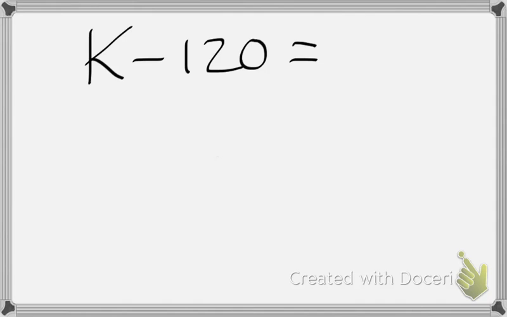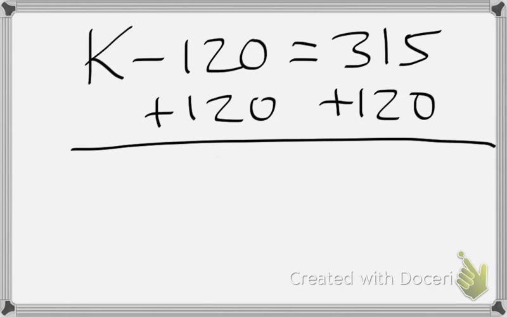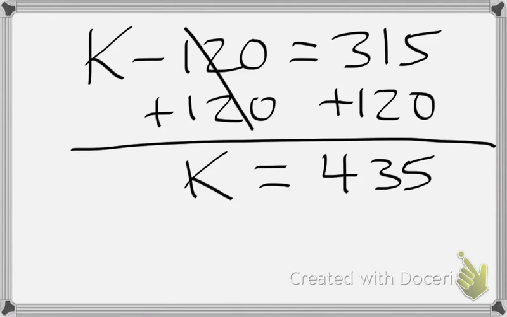So let's look at another example now. If we take k minus 120 is equal to 315. Now we are simply adding 120 to both sides. Again, the inverse operation of subtraction is addition. 120s would cancel out. K would be equal to 435.